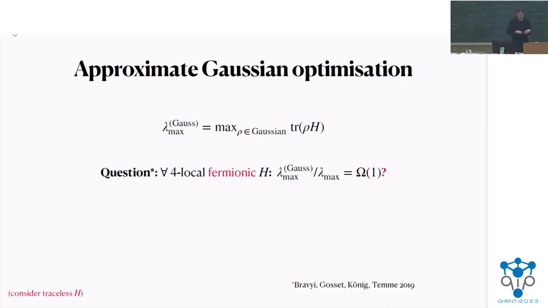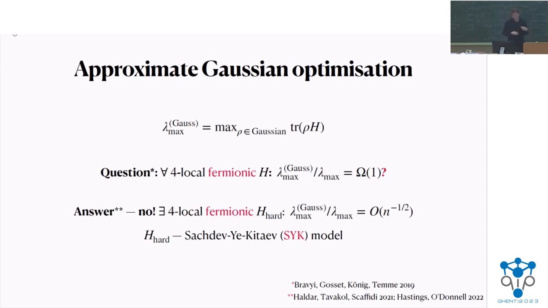Okay, so very nice question. People thought that this is a reasonable hypothesis, or at least a possible scenario, but it turns out that this is not the case. There are examples of four local fermionic Hamiltonians that have vanishing approximation ratio with a guarantee. You can prove that Gaussian states can do much worse, they get an energy that's much worse than the true ground state energy.